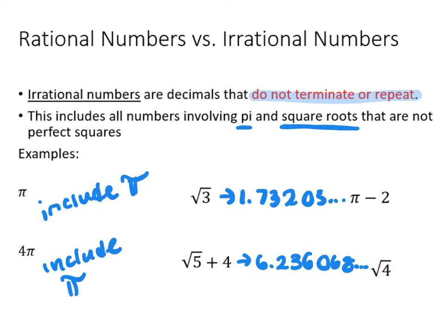Now, for pi minus 2, this includes pi, making it irrational. The one that is different is if we plugged in the square root of 4, that equals 2, which is really 2 over 1. Since this is a fraction, square root of 4 is not an irrational number.